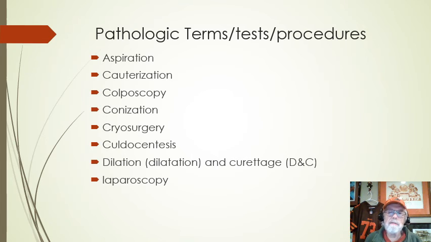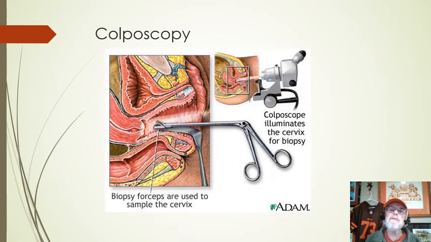Laparoscopy is basically putting three tubes into the abdomen: one to look through, one to hold an instrument so they can do things, and the other one to fill the abdomen with gas, like we talked about. They can do a lot of things, such as ectopic pregnancies, through a laparoscope.